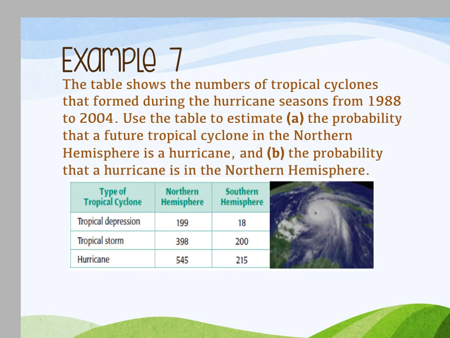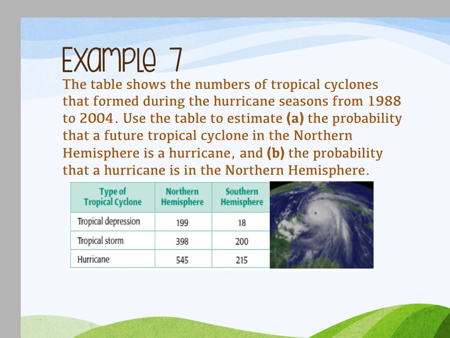All right, so this one says the table shows the number of tropical cyclones that formed during the hurricane seasons from 1988 to 2004. Use the table to estimate A, the probability that a future tropical cyclone in the northern hemisphere is a hurricane, and B, the probability that a hurricane is in the northern hemisphere. So we are assuming for A that it's the probability of a future cyclone, which is prediction, right, in the northern hemisphere and a hurricane.